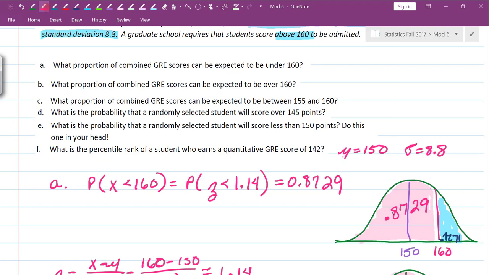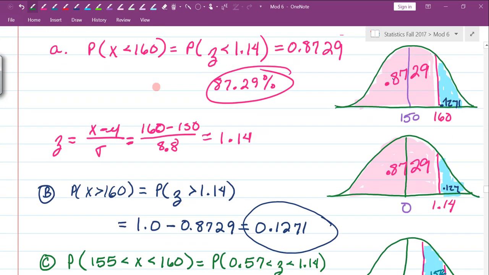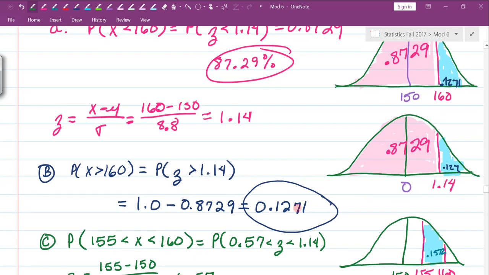So on part A, to answer the question for proportion, that should be 87.29%. And then for part B, when it said what proportion again, we need to convert our answer right here to be 12.71%. Okay? So if it says probability, you're going to leave it in decimal. If it says proportion, it's going to be percent.